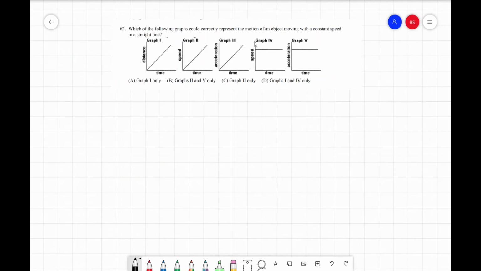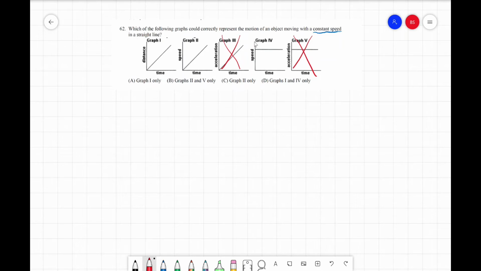In this question, we need to find out which of the 5 graphs given could correctly represent the motion of an object moving with a constant speed in a straight line. Now notice here that our key term is constant speed, which means that the object should have 0 acceleration. Looking at our graphs, we see that 2 of these are acceleration time graphs, which are graph 3 and graph 5, and none of which have an acceleration of 0. That means both of these graphs cannot be the answers.